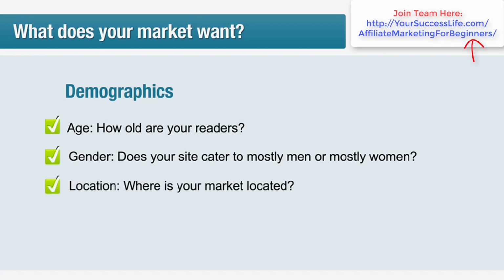Location. The largest online market is the US. But if you're also targeting other countries, you don't want to alienate them by filling your site with US-centric content. However, we do highly recommend sticking with American spellings.